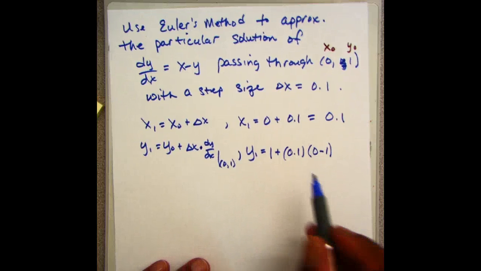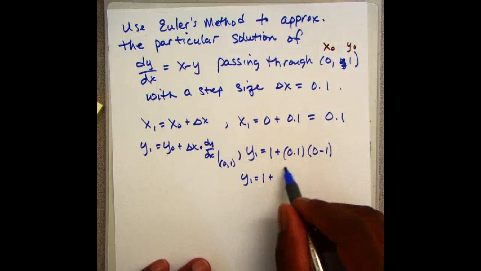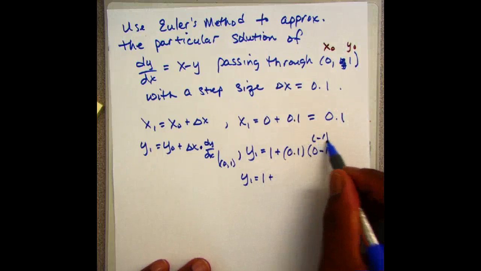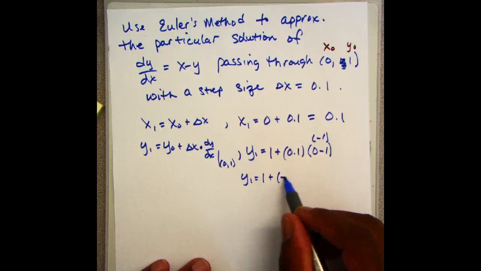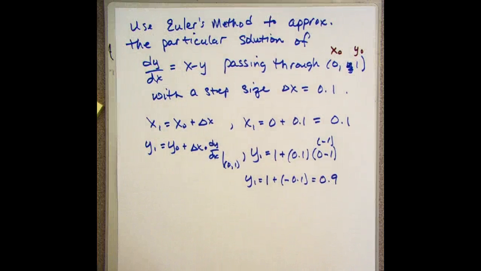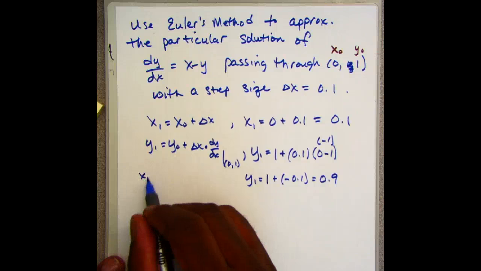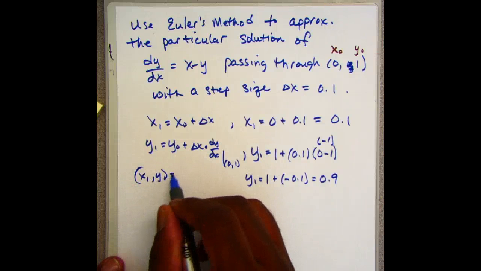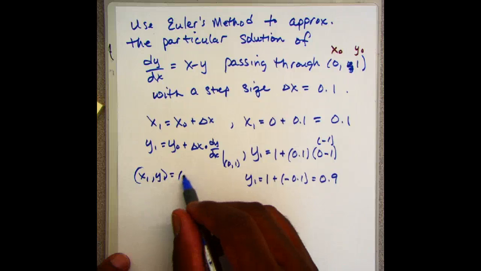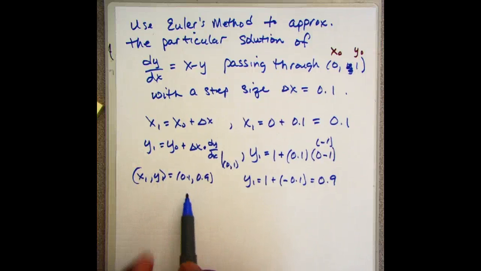Okay, so y1 is going to equal 1 plus, well, this is 0.1 times negative 1, so that's going to be a negative 0.1, and our answer there is, well, 1 minus 0.1 is 0.9. Okay, so our x1, y1 is 0.1, comma 0.9. And we're going to use these values to generate our values for our next step.